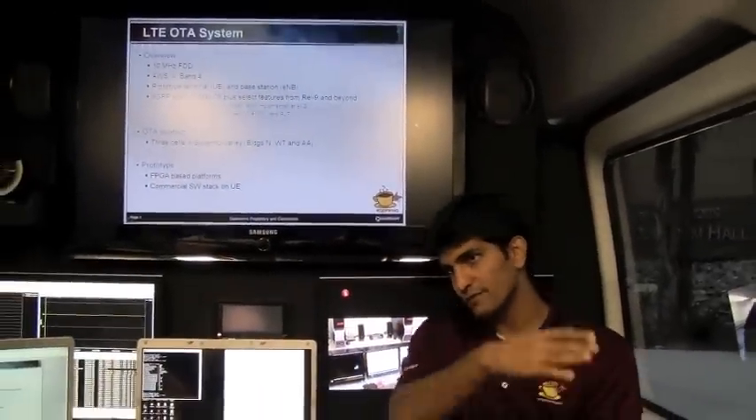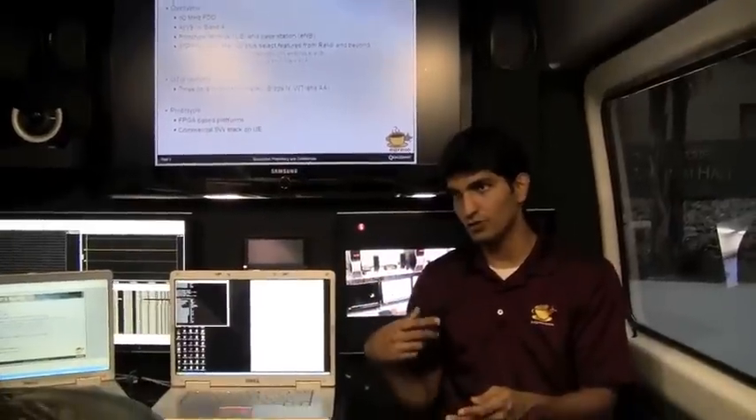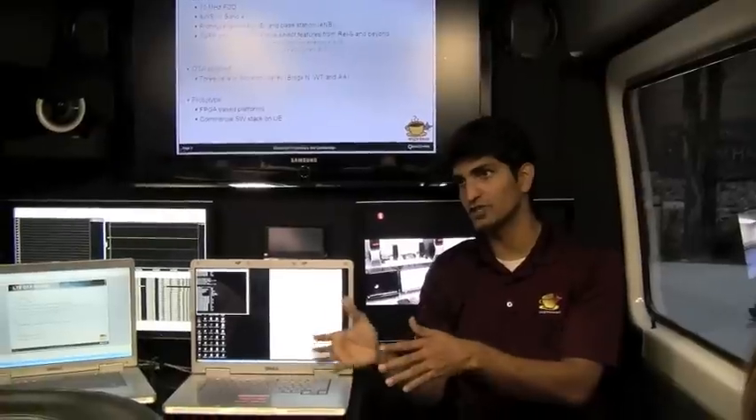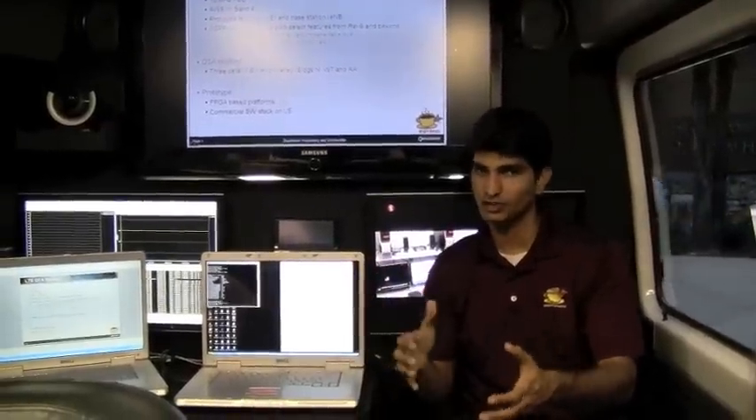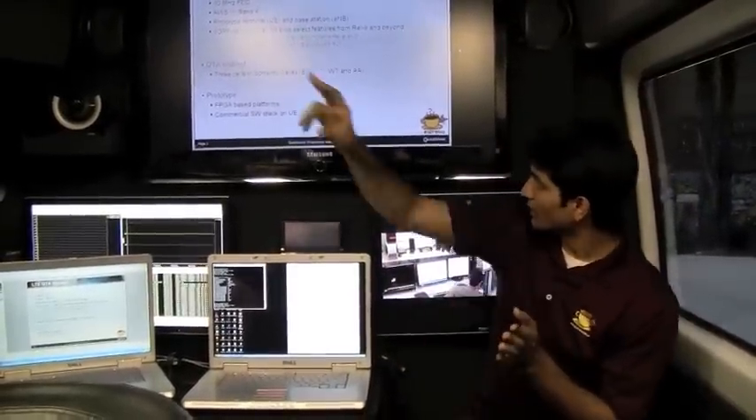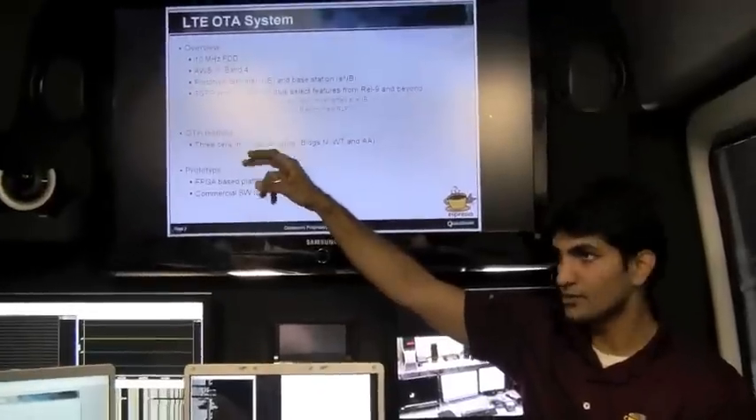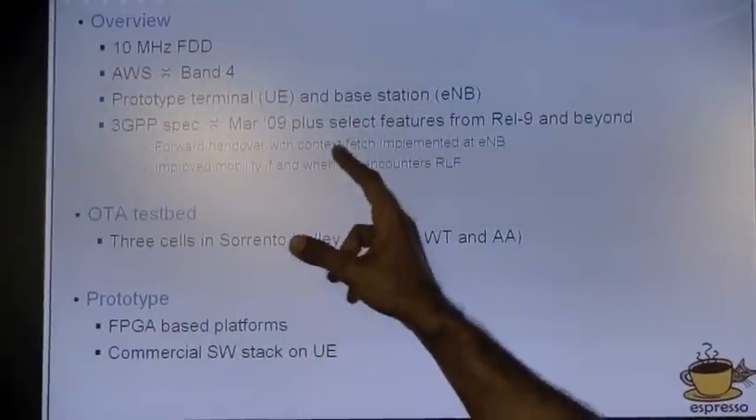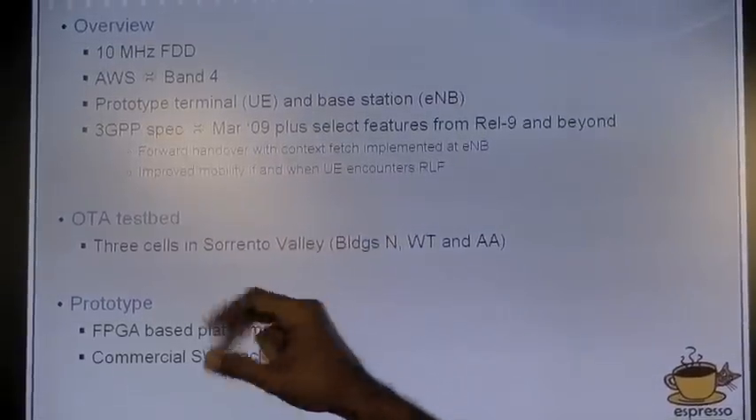And as we drive over this drive route, we will see that the UE will do a handover from one base station to another base station depending on the coverage of every base station. We are 3GPP spec compliant with March 09. This might have changed, so don't take my word on this. It's a little old slide.